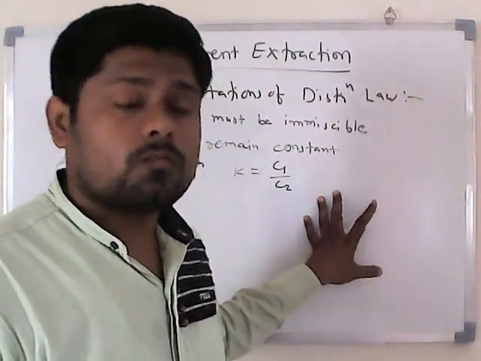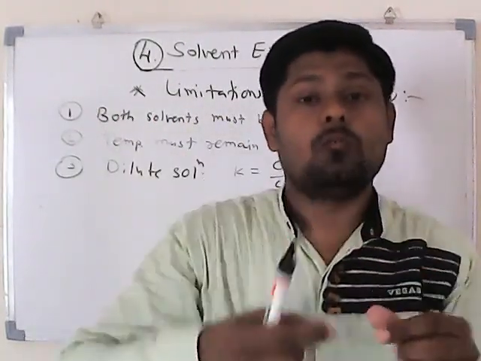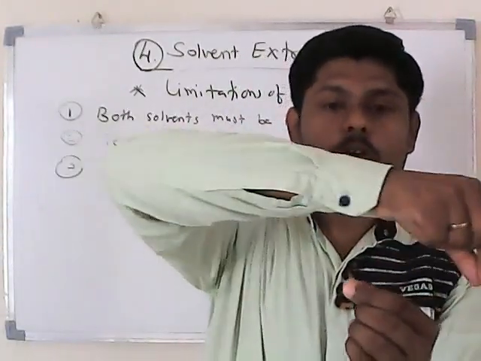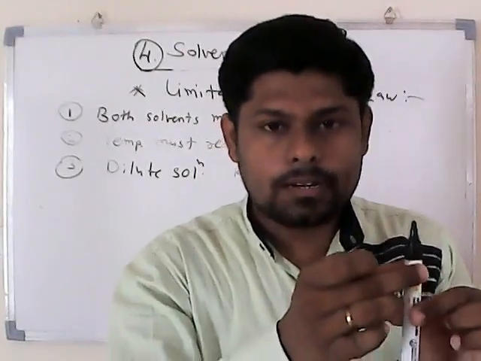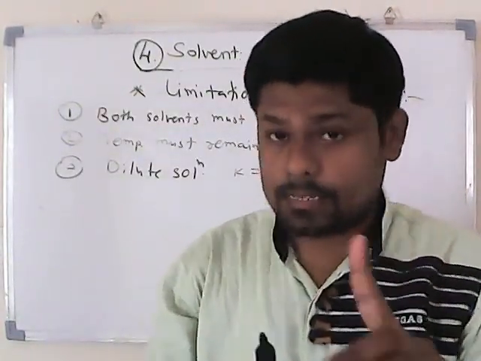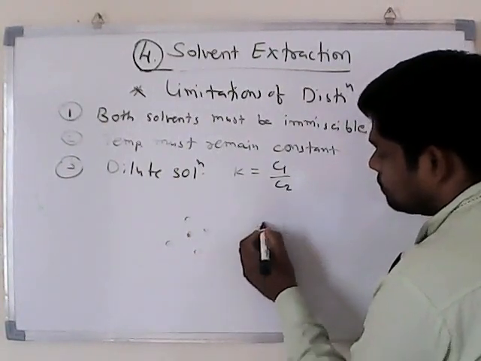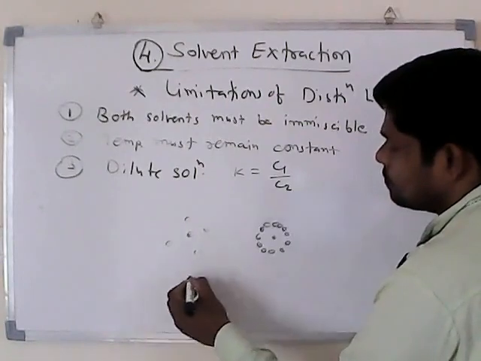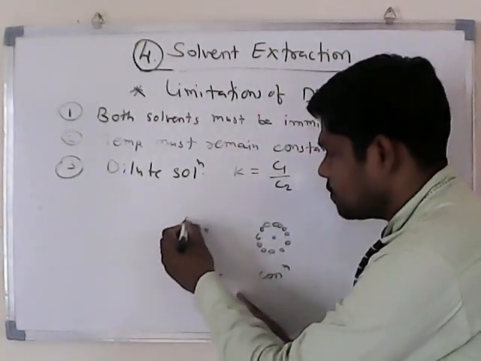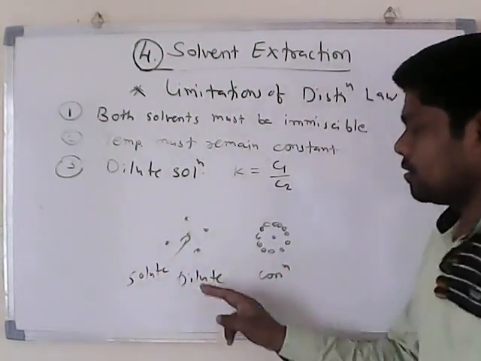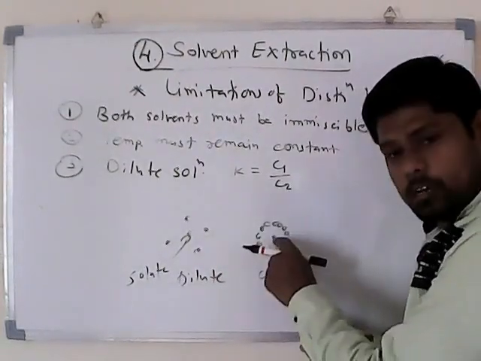Because whenever the solution is highly concentrated, what does it mean? Your solute is surrounded by solvent particles. Okay, in a dilute solution, the number of solvent particles around the solute is very small. A concentrated solution means your solute particle is surrounded by a number of particles. Okay, it's like this by diagram. That is your solute particle. In a dilute solution, your solute is surrounded by few particles of a solvent, while in a concentrated solution, your solute is surrounded by a number of solvent particles.